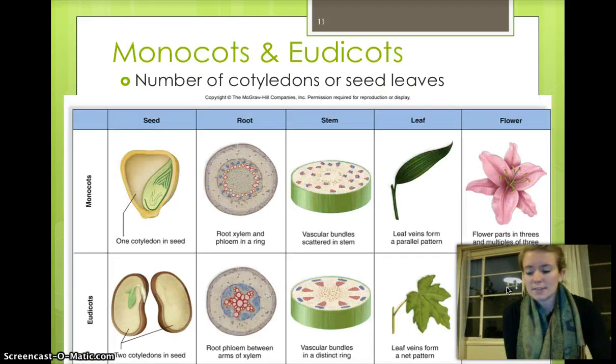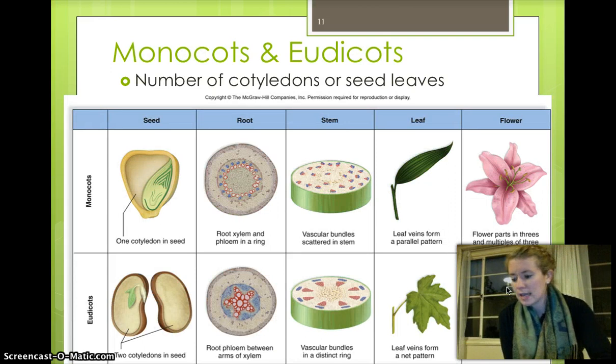And you don't need to know that. So, like I said, those are monocots and dicots. Those are the important things to know about the structure of flowering plants.